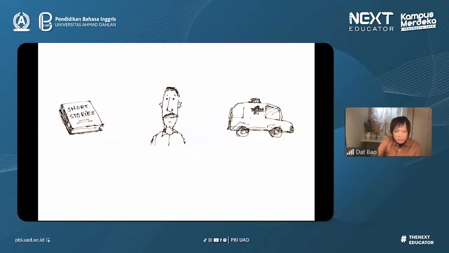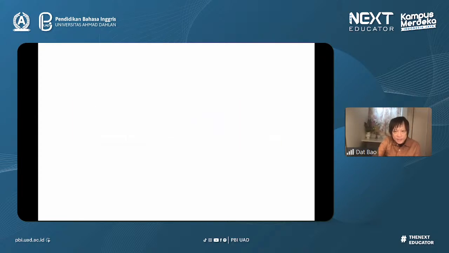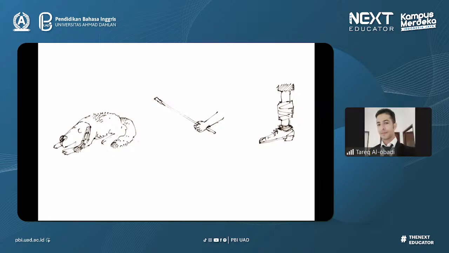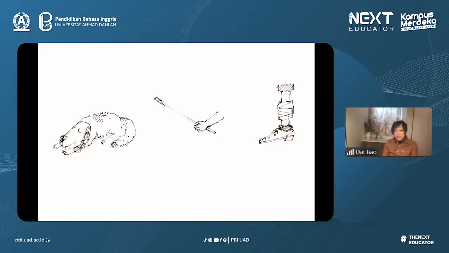I'm going to give you a few more scenarios and I'd like you to respond with a quick storytelling moment. We have a dog, a rod or stick or a whip, and someone's leg being hurt. What happens? Somebody beat the dog because it bit someone else. Yes, somebody tried to punish the dog because the dog is naughty. The dog bit someone else.